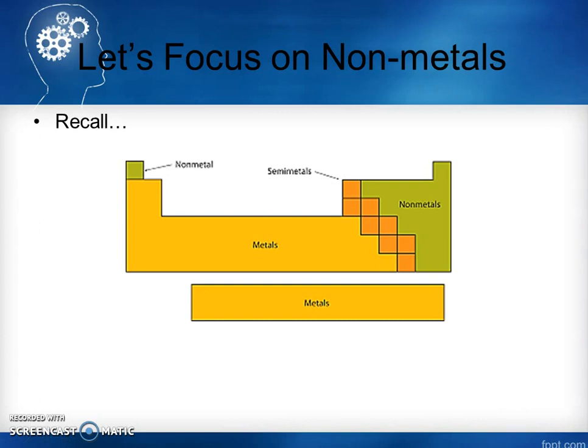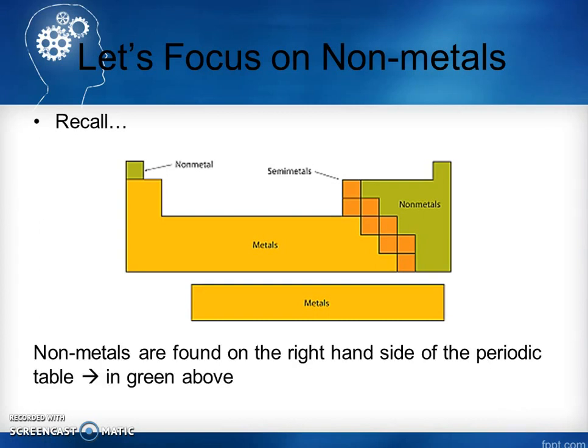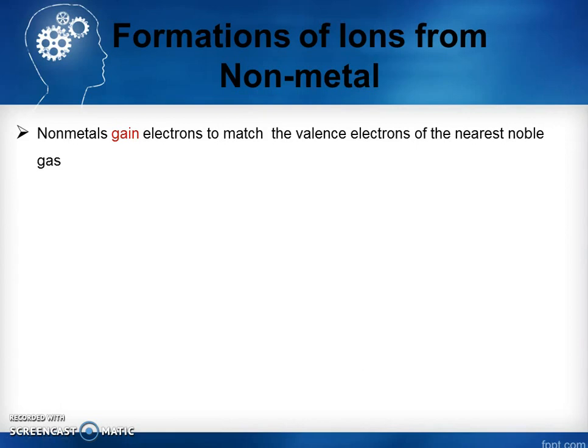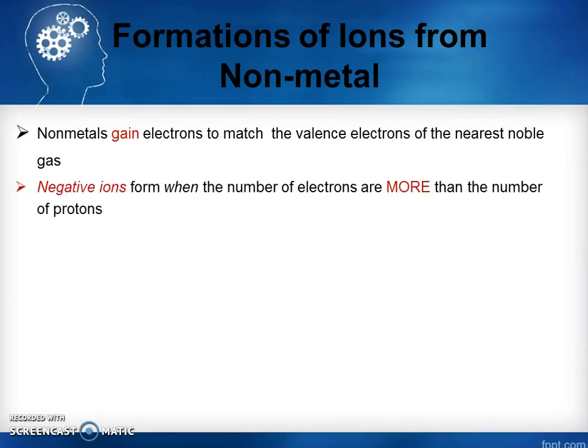Let's look at the nonmetals now. Nonmetals are found on the right-hand side of the periodic table, so just this section here in green. Now, nonmetals gain electrons to match the valence electrons of the nearest noble gas. Negative ions form when the number of electrons is more than the number of protons.